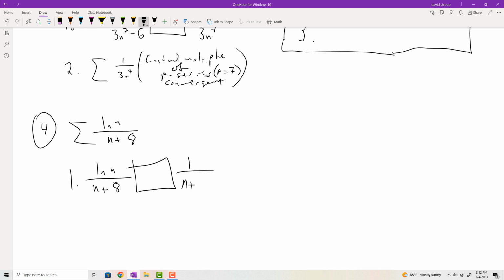So what have we done here? First off, the ln of n will be greater than 1 when n is greater than 3. And then for the n plus 8, we could just say n plus 8 on this side as well. If you don't like that, you can use n plus 8n, right? And of course, that will just be 1 all over 9n. And then that thing is a constant multiple of the harmonic series, which is divergent.